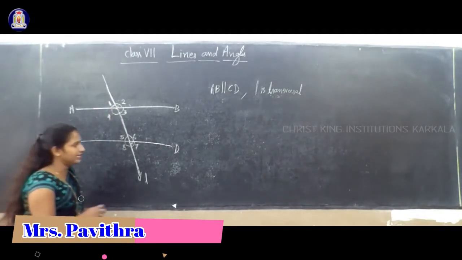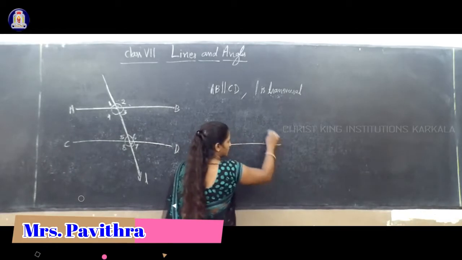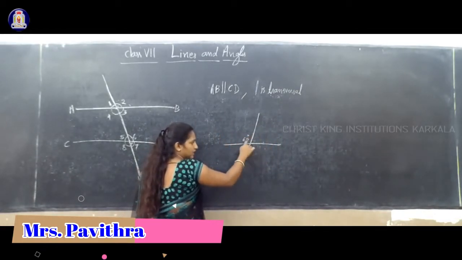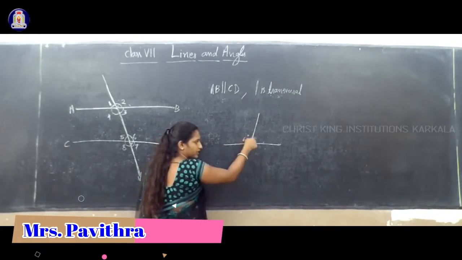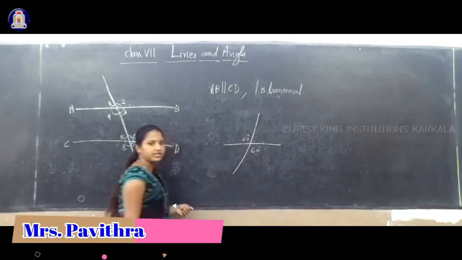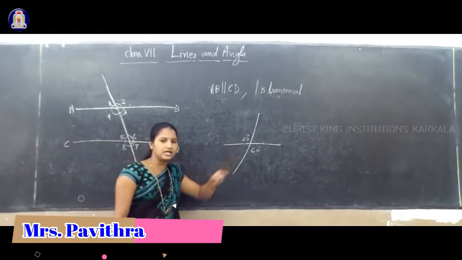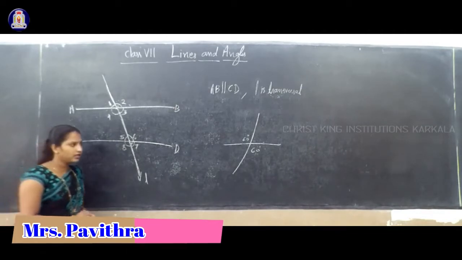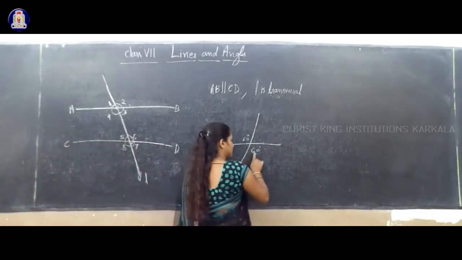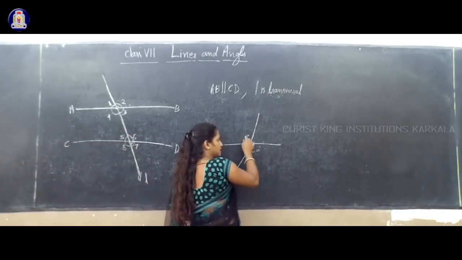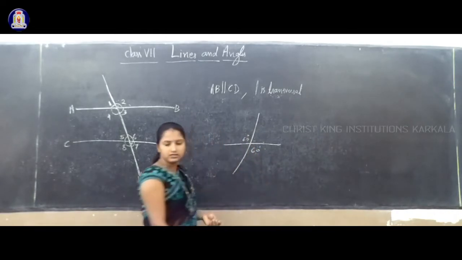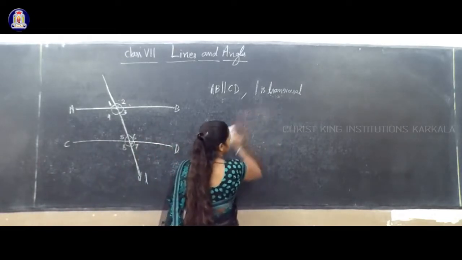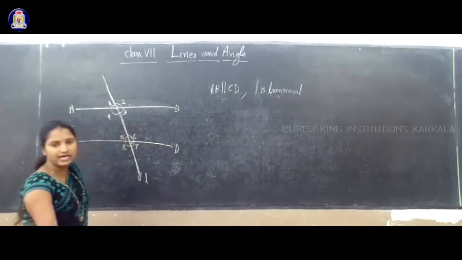Clear? If you get angles like this in the question, suppose an angle is given as 60 degrees, then directly you can say the vertically opposite angle is also 60 degrees. These two angles are vertically opposite, so the angles are equal. 60, 60. Clear? They are equal. Understood?